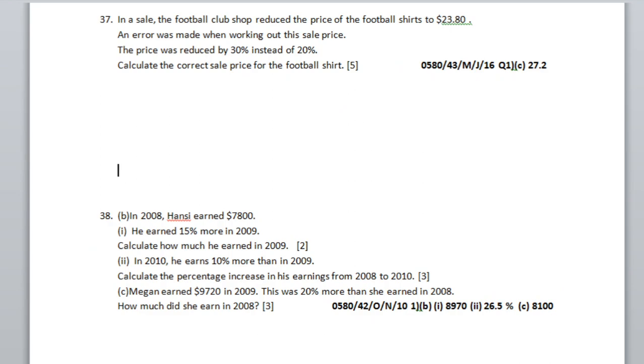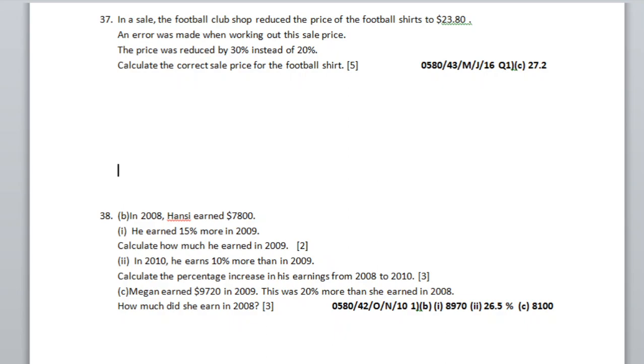Question number 37. In a sale, the football club shop reduced the price of a football shirt to $23.8. An error was made when working out the sale price. The price was reduced by 30% instead of 20%. Calculate the correct sale price for the football shirt.